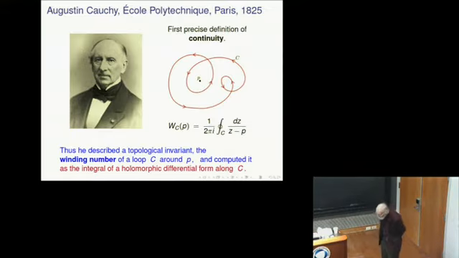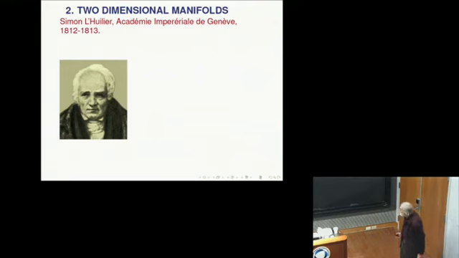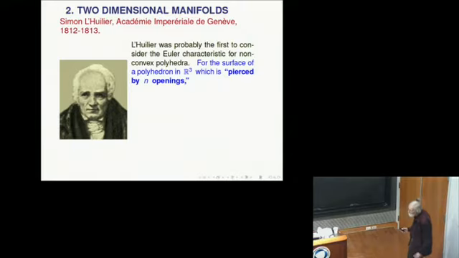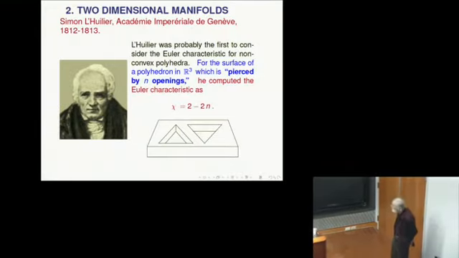Well, I said in order to say anything sensible, I have to concentrate. So from now on, I'm going to concentrate on the study of manifolds, starting with 2-dimensional manifolds. Now, the first contribution that I know of was by Simon Weyl, who was the first, as far as I know, to study the Euler characteristic for non-convex polyhedra. His statement was this: suppose you have a polyhedron in R3 which is pierced by n openings. Then the Euler characteristic is 2 minus 2n, where n is the number of openings.